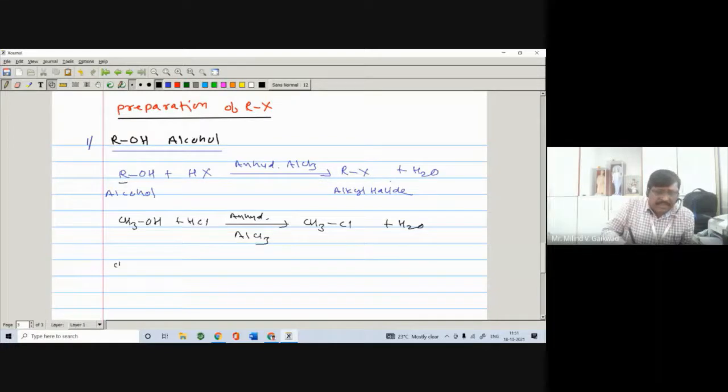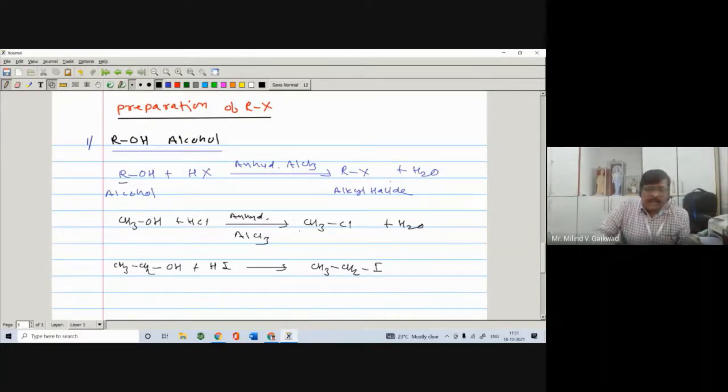Similarly, you can change the R. Here is ethyl OH. We can also take HI or HBr. Again, the reaction takes place in the presence of anhydrous AlCl3. You get CH3CH2I, iodide. So in this way we get the first type of preparation, right? Just change the R to get the number of examples.